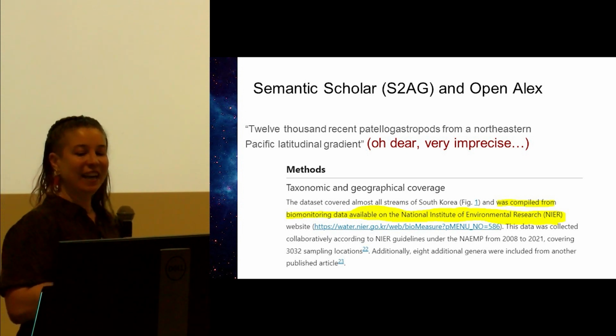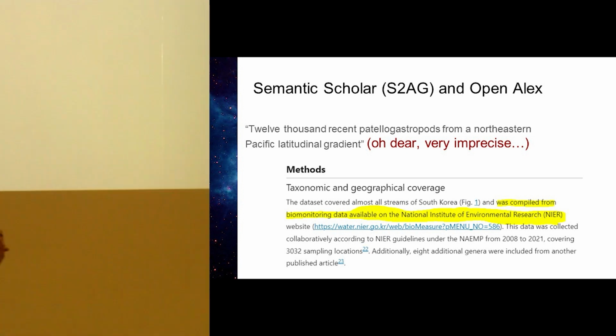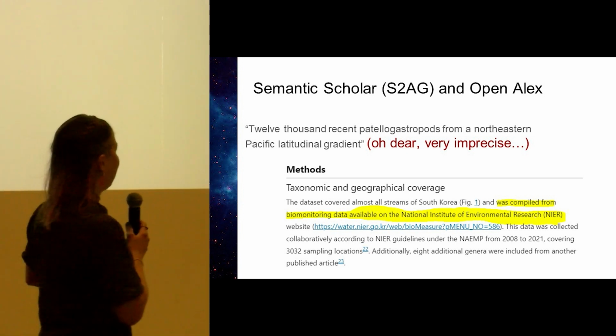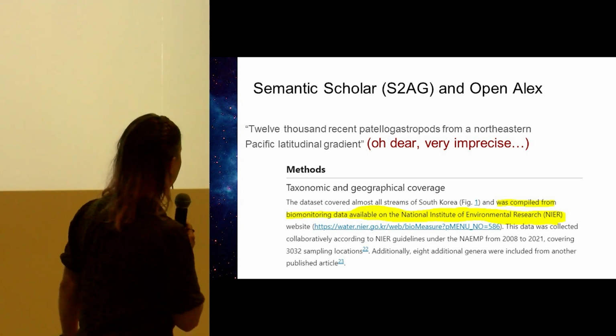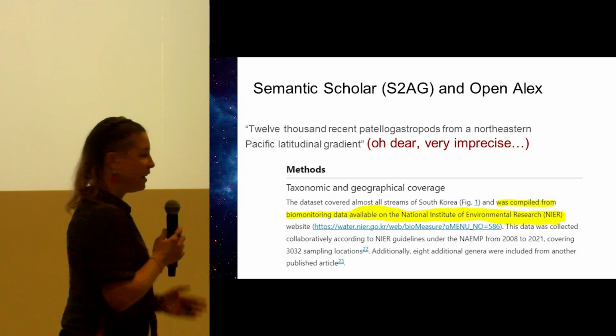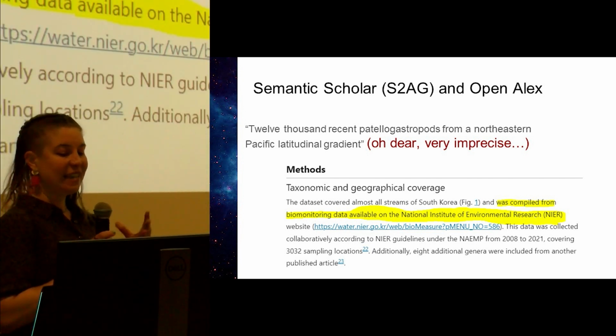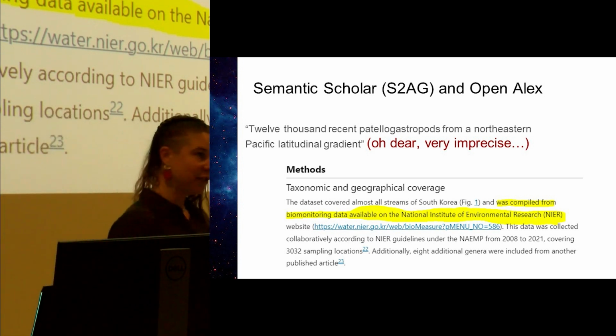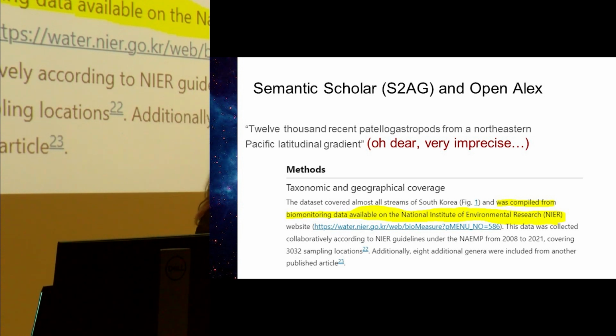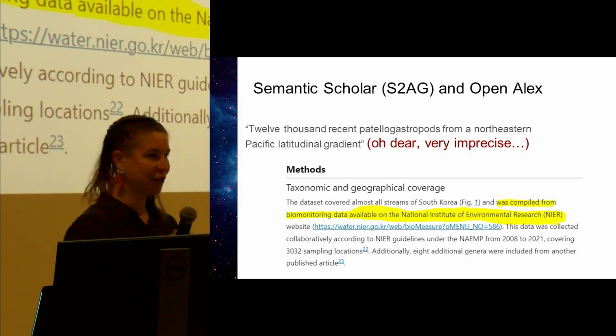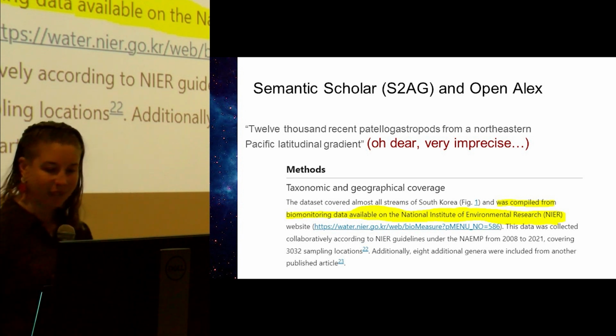For example, you'll get a title like this, 12,000 Rustian paleo gastropods, I wish Megan was here, from a northeastern Pacific latitude gradient. Yeah, that's very imprecise, so we need to look at the abstract, but then it's not as specific as, say, the method. So in the methods section, you will get information about precise geolocation. Shout out to some of Stephen Say's work, maybe helpful to this, where we have to look at a particular section to extract that information.